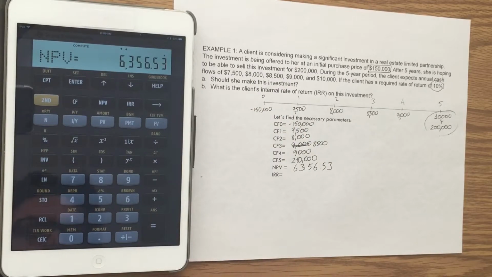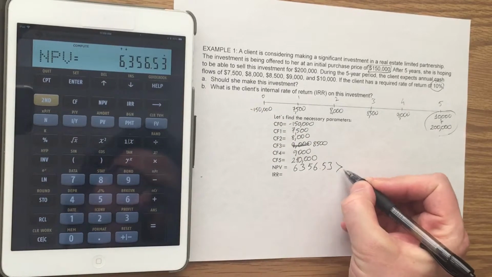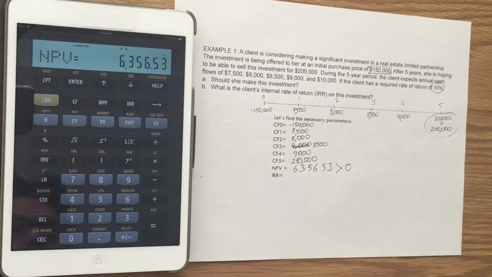The net present value of this investment is positive. So the amount is of secondary importance. The first important thing is that you need to make sure that this is positive. So this is positive, and so she should make this investment. The answer to A is yes.